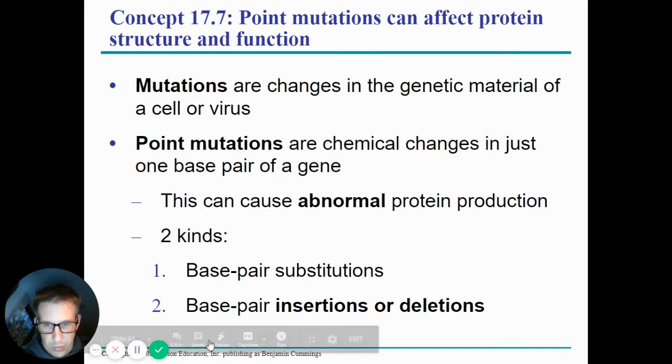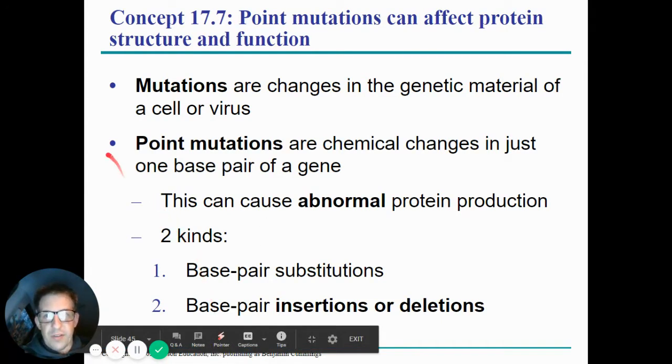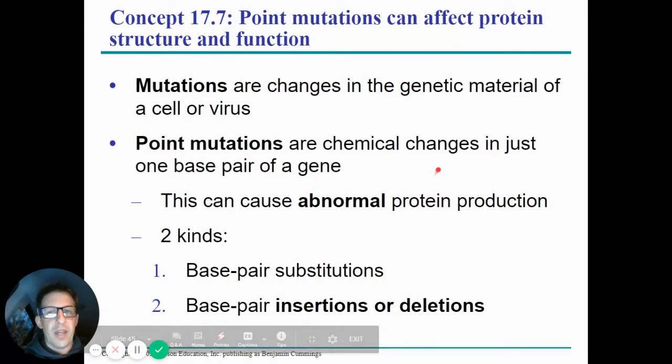Let me get the pointer up here. Point mutations are chemical changes in just one base pair of a gene, and sometimes that's all it takes. The example that I'm going to utilize a lot, and we're not going to get into evolution, but one that I've talked about before, is sickle cell anemia, and I'm going to talk about it today as well, a little bit more in depth. Now, when you get these point mutations, it causes abnormal protein production.